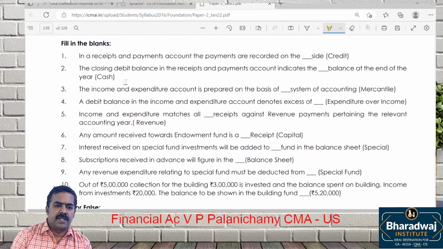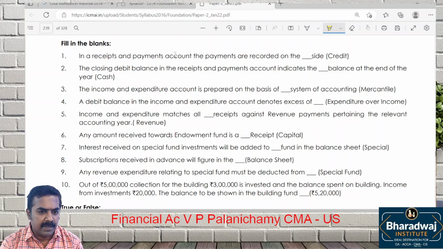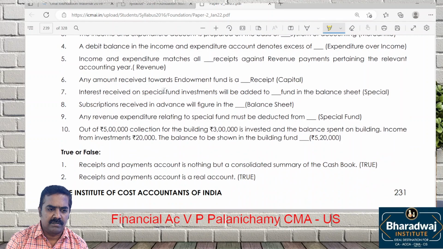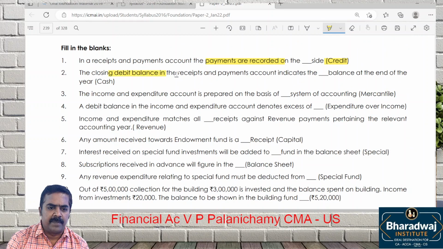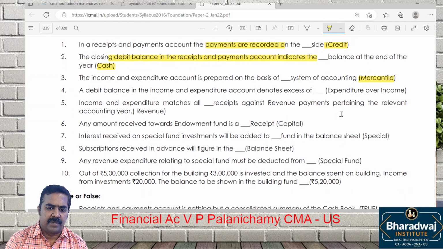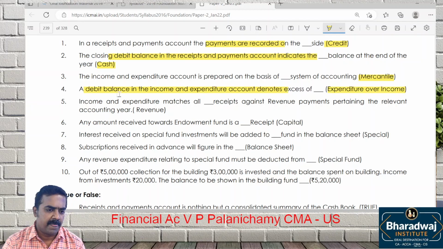Okay. Receipts and payments accounts. Payments are recorded in which side? Credit side. Receipts debit side. Payment credit side. Okay. Closing debit balance in receipts and payments account indicates which balance? Cash balance. Income and expenditure account is prepared on accrual basis or mercantile basis. Accrual basis or which one? Mercantile basis. Debit balance in income and expenditure means deficit, expenditure over income.